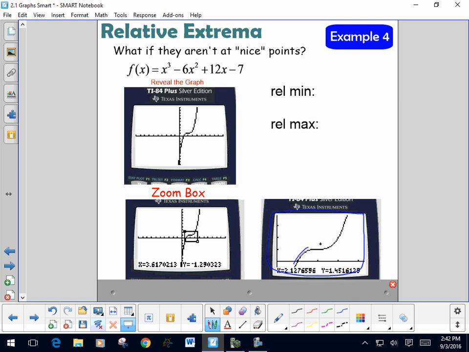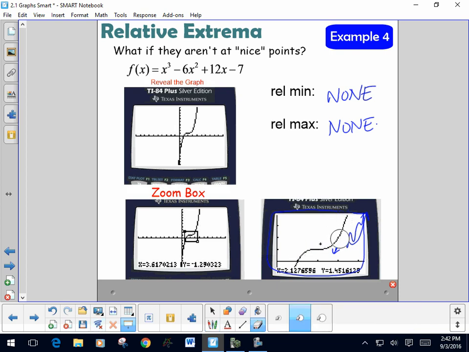This function goes up and it levels out for a second, really briefly, instantaneously, and then it continues to go up. So it never turns around and goes back down like this. So it actually does not have any mins or maxes, relative or otherwise. So it is possible that one of these functions that we're studying won't have a min or a max. And you just have to look at the function and make a decision about it.